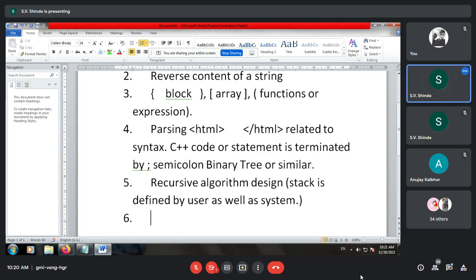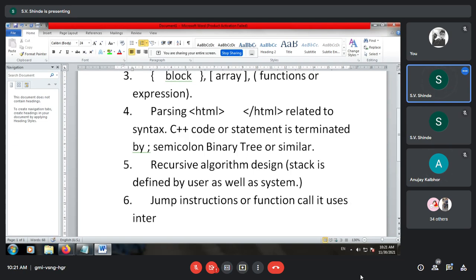Now most jump instructions and function calls use an internal stack defined by your operating system or compiler. These are a few applications of stack. We can use a lot of them.